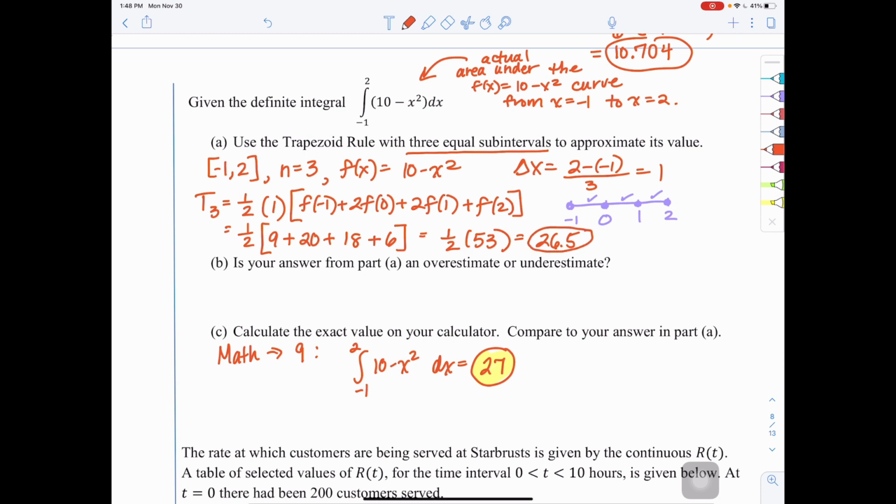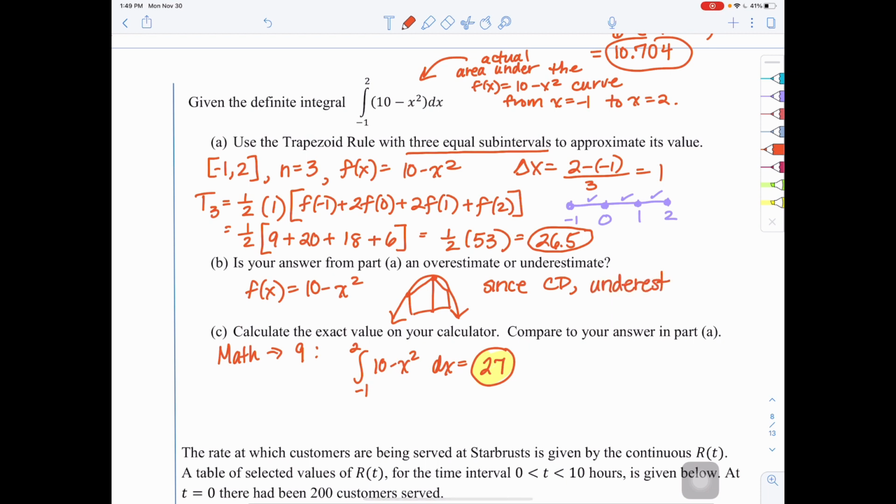Now, is your answer from part A an overestimate or an underestimate? I just want you to think about that. F of x equals 10 minus x squared is concave down everywhere. Okay? So, since concave down, remember, with trapezoids, I'm going to really exaggerate this, okay? Pretending like those were trapezoids, okay? It's going to be an underestimate.